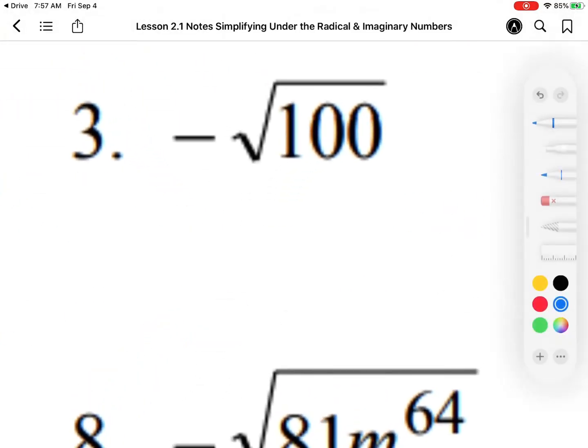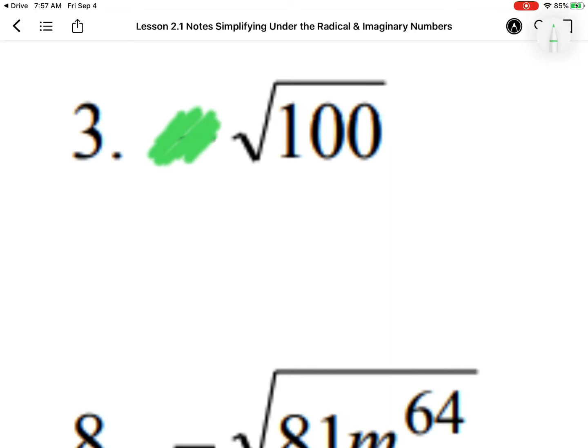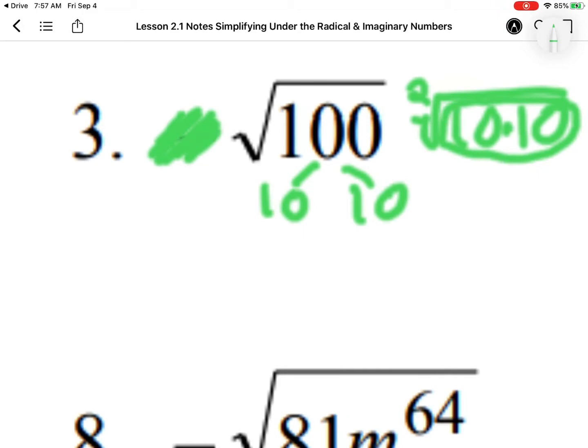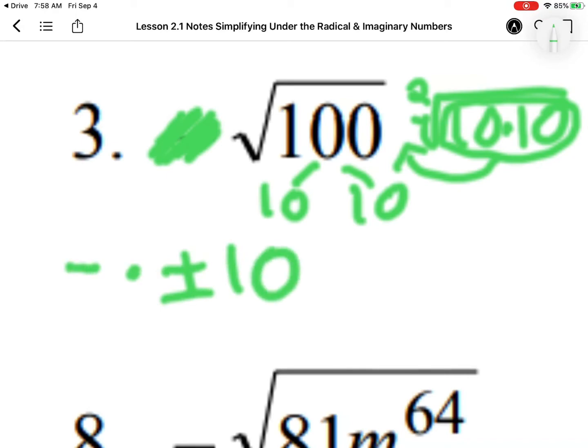Let's do number 3. Now, I want the negative. I don't want to look at the negative right now. I just want to deal with the square root of 100. So what times what is 100? 10. So we have the square root of 10 times 10. Index is 2. So two 10s get grouped together and move out. So we have plus or minus 10.